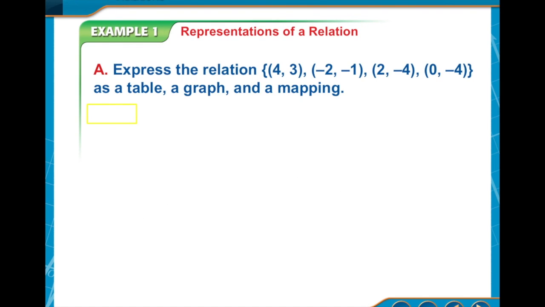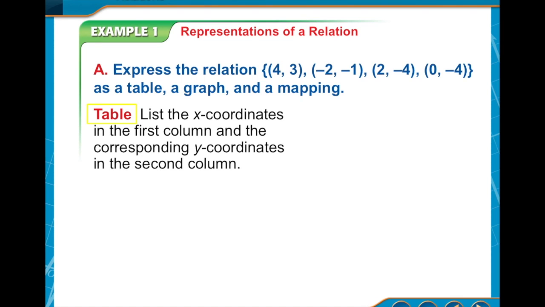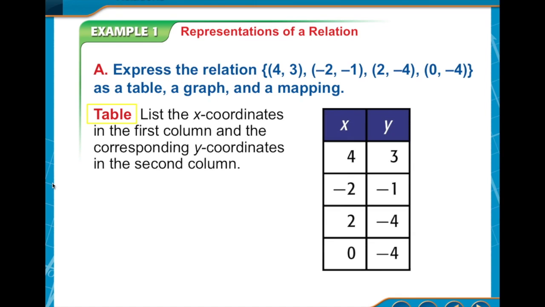So, example 1a. It tells us to express the relation, given here, as a table, a graph, and a mapping. So we see there are three things here that they're asking us to do. Write a table, do some sort of a graph, and a mapping. So for the table, we want to list the x coordinates in the first column and the y coordinates in the second column. So table, we know what a table looks like.